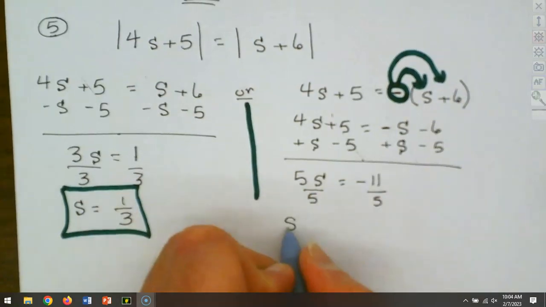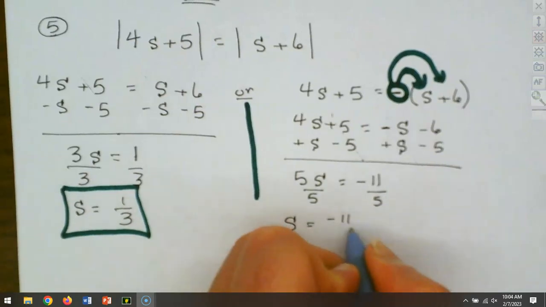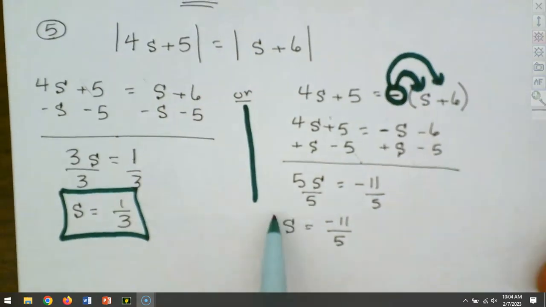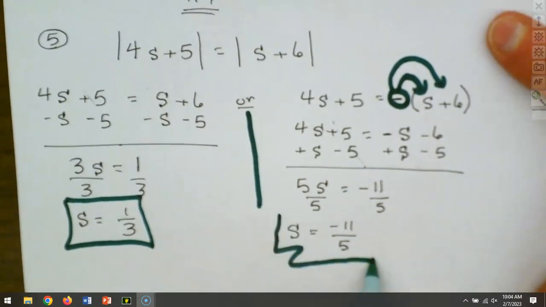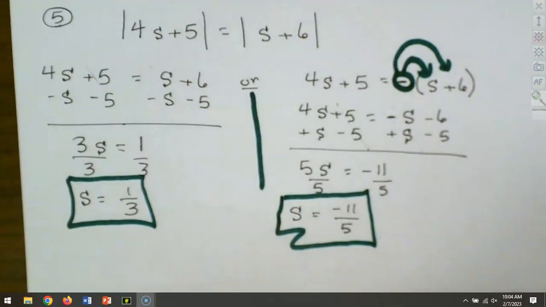And now we've got it, because what's our second answer? s equals a negative 11 what? Negative 11 fifths. And why do we have two answers? Because an absolute value gives you two different numbers. So it'll work.